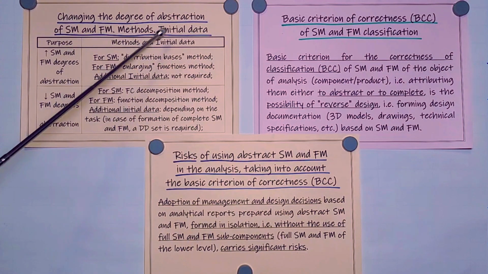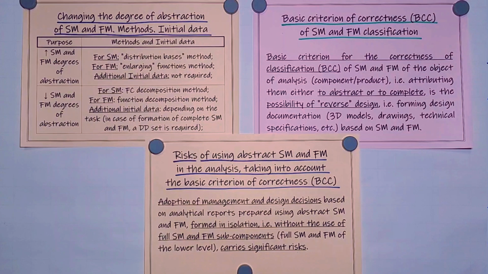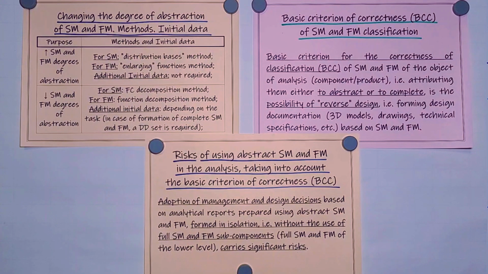In the context of changing the degree of abstraction of structural and functional models, let's consider the concept of modifying full structural and functional models into abstract ones. An example of the method of simplifying a complete structural model to an abstract one is the method of distribution basis discussed in issue number 7, used in the formation of abstract structural models.